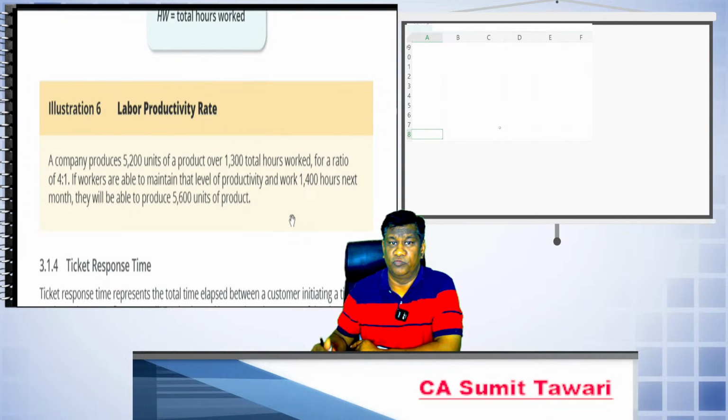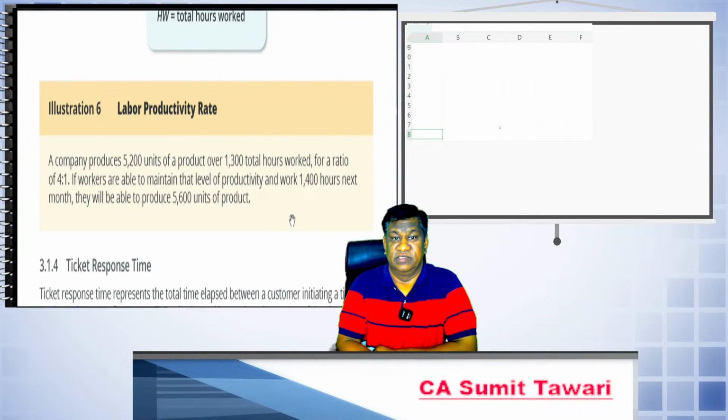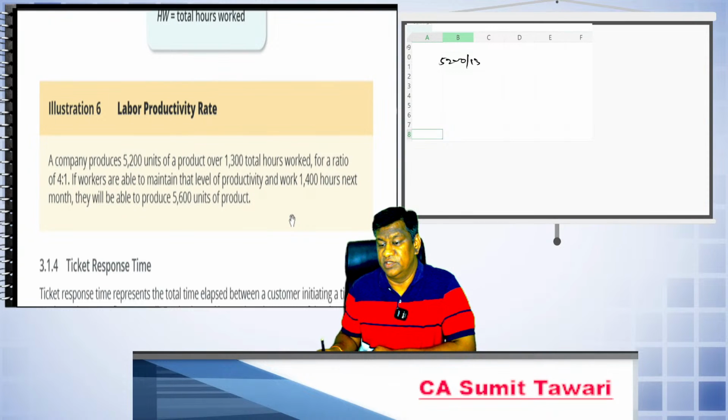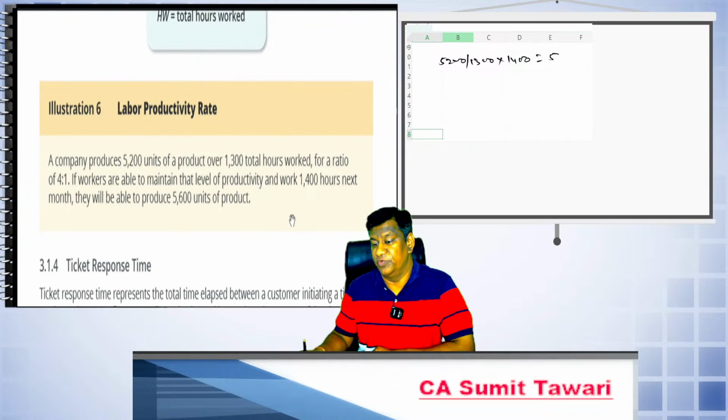We need to consider the output in a quantity in unit. Okay. So, a company produces 5,200 units of a product over 1,300 total hours worked, for a ratio of 4:1. If the workers are able to maintain the level of productivity and work 1,400 hours next month, they can produce 5,600. So it is basically the simple ratio, like 5,200 divided by 1,300 and multiplied by 1,400. So this way we can estimate what would be your next month's production.